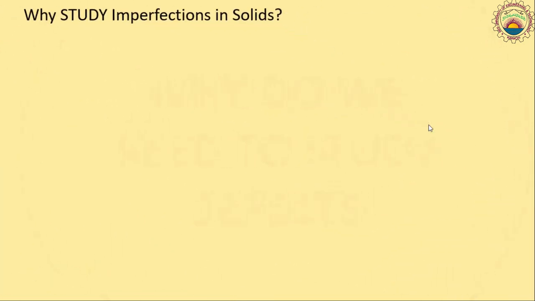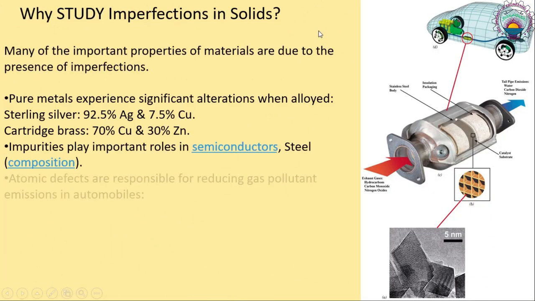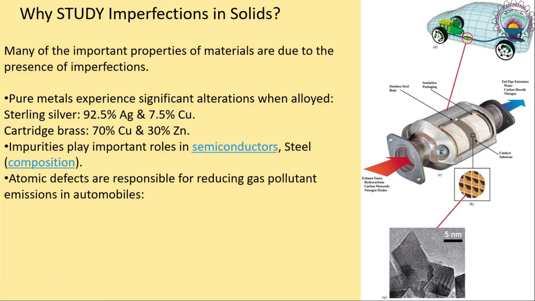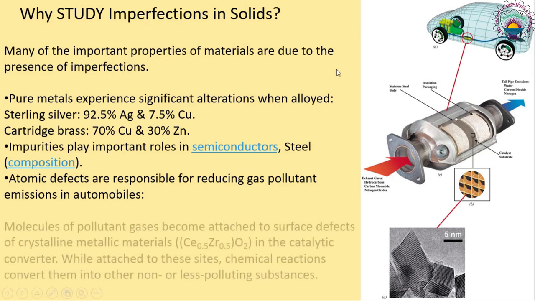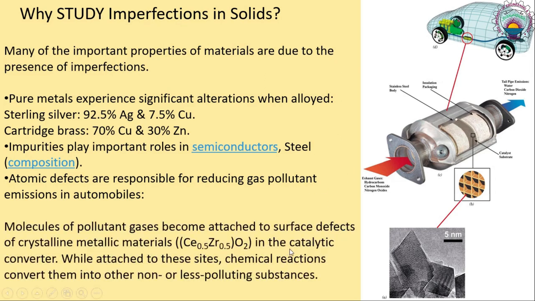Why do we need to study the imperfection in solids? As you have discussed, because it helps to modify the material properties. Let's suppose these days in automobiles, there's a common thing called the catalytic converter. What is the catalytic converter? It has certain defects on its surface, right? So the pollutant gases from the engine of the automobile react with those defects and become either non-polluting or less polluting substances. This is how it helps to reduce the pollution.